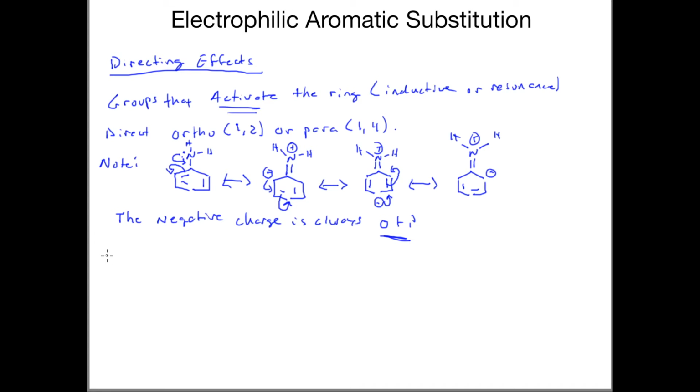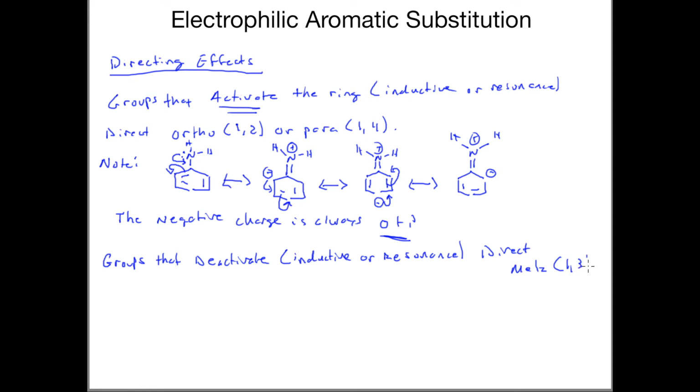Let's look at the opposite. So let's put an electron withdrawing group on there. So groups that withdraw electrons deactivate the ring. In other words, they take density away from the ring and they make it harder for the ring to use its electrons to attack an electrophile. And this again is either inductively or through resonance. And what these groups do is direct to the meta position, so the 3 position on the aromatic ring.